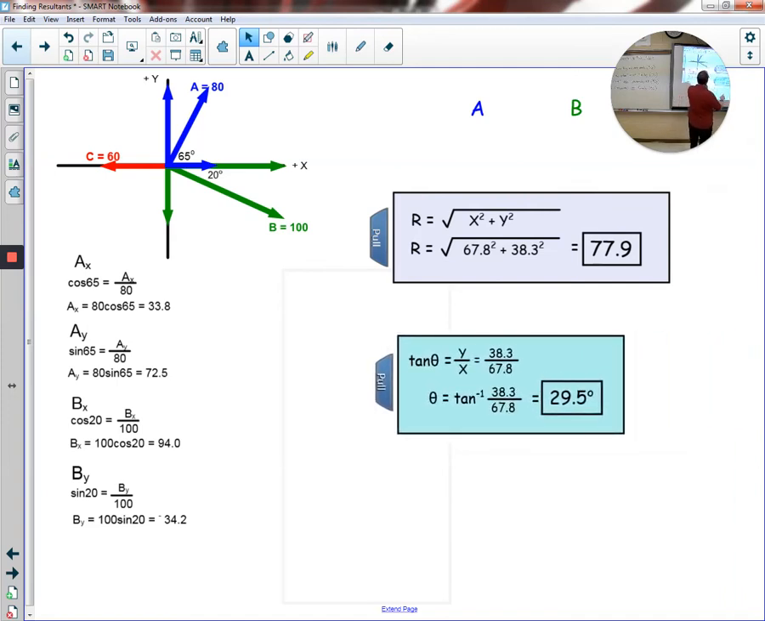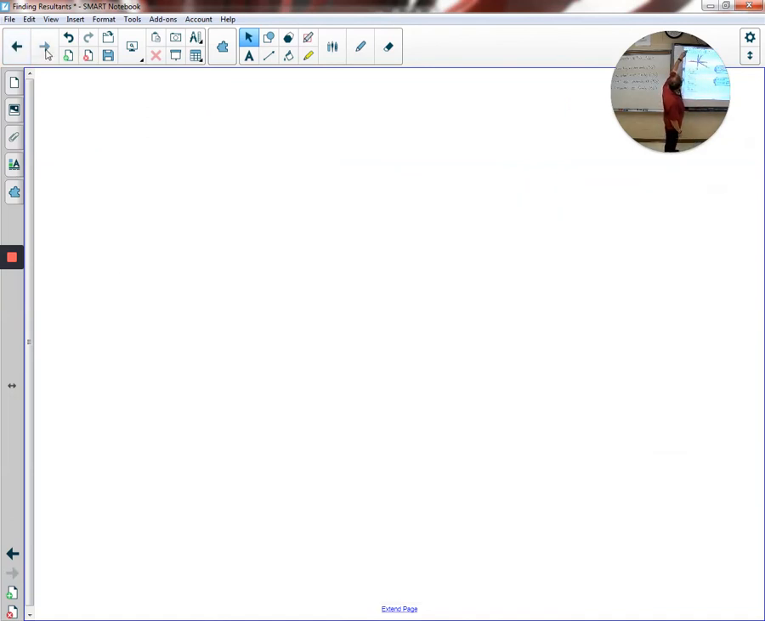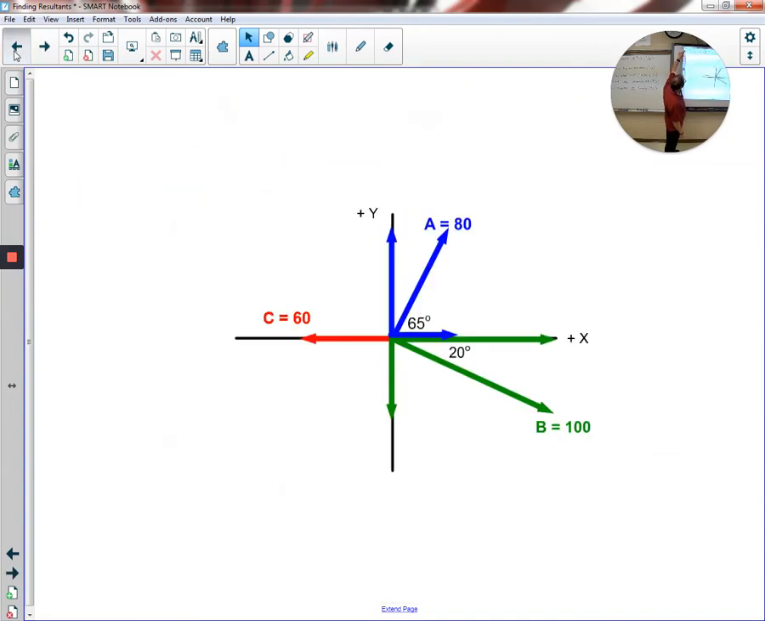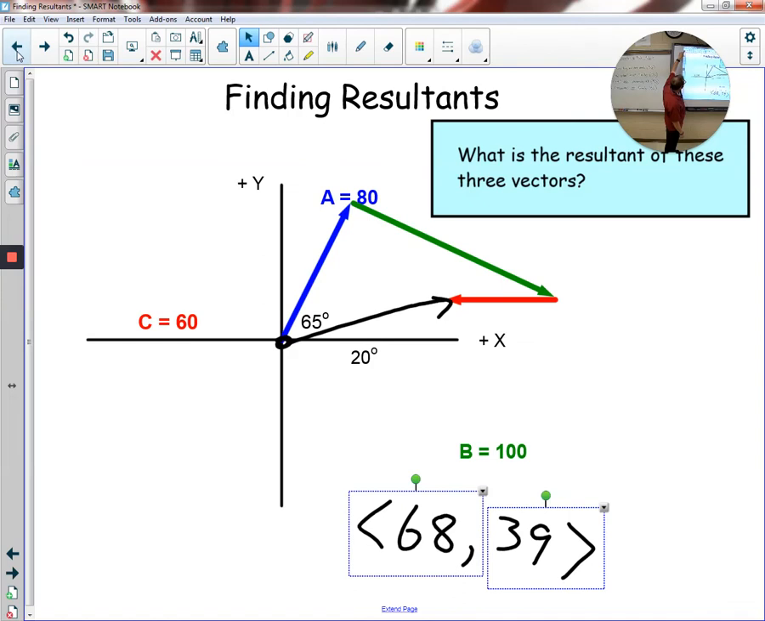Oh, they went ahead and found the angle. We didn't find the angle. We also didn't figure out what our final distance was. So let's solve that real quick. If that's our vector, then let's figure out how long it would be. How are we going to do that?